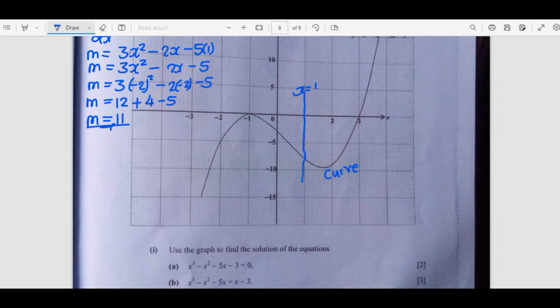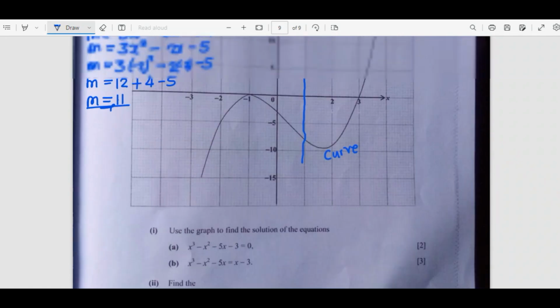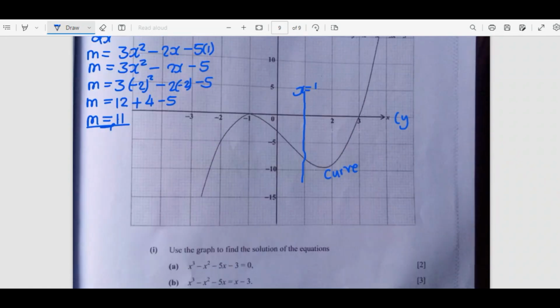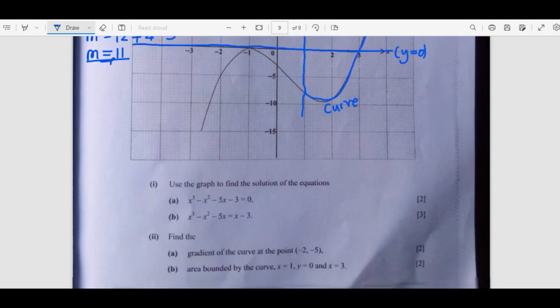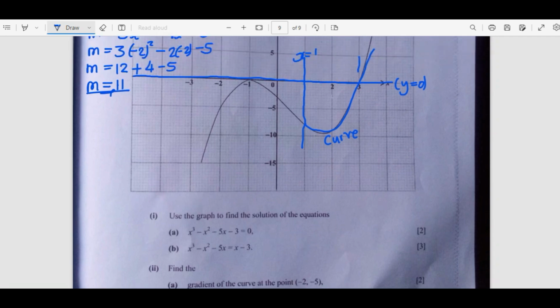From there, where else are we supposed to look? y is equal to 0. So y is equal to 0 is the x-axis. So it's like we are making the boundary. Let me draw the line for that. Then you will have the curve. Then what is our third boundary? The third is x is equal to 3. So x is equal to 3 is here. So the area that we are looking for is this area here.